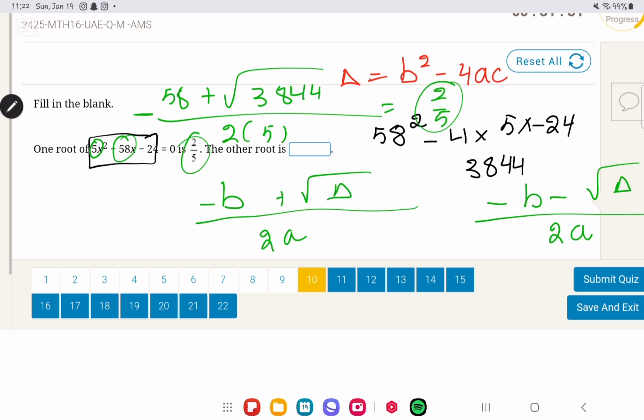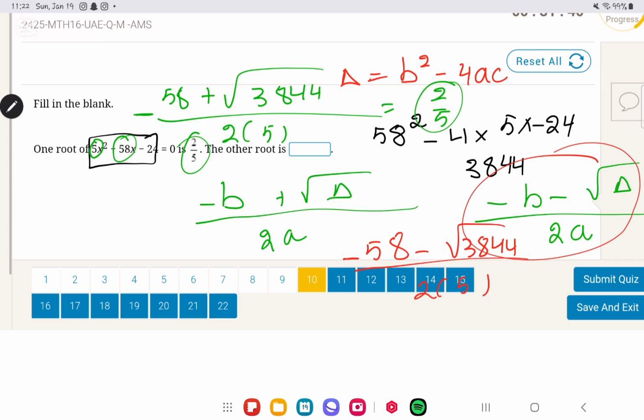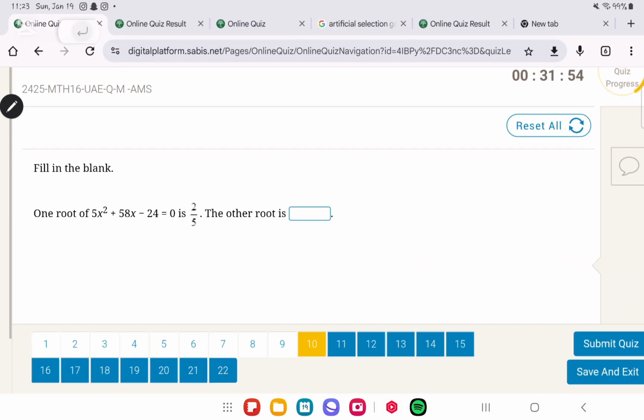Now let us find the other root. To find the other root, we will apply this. So it's gonna be minus 58 minus radical 3844 over 2 times 5. So if we do minus 58 minus radical 3844 divided by 2 times 5, we are then gonna get an answer of minus 12. So the other root is then minus 12.